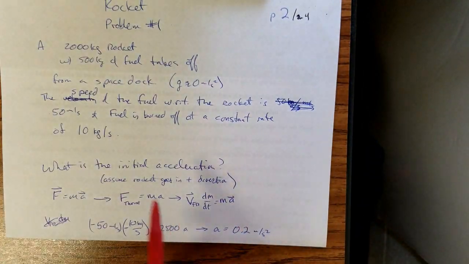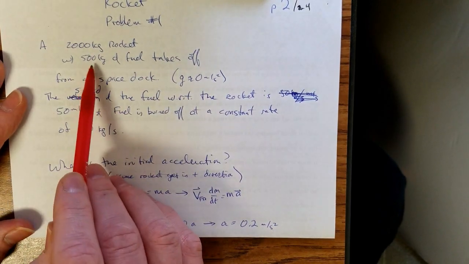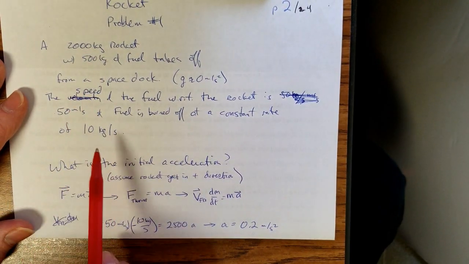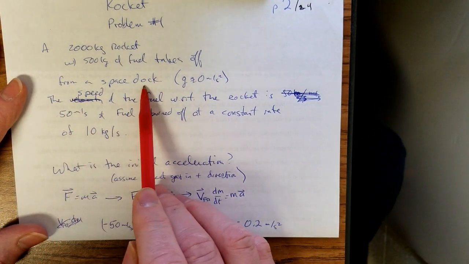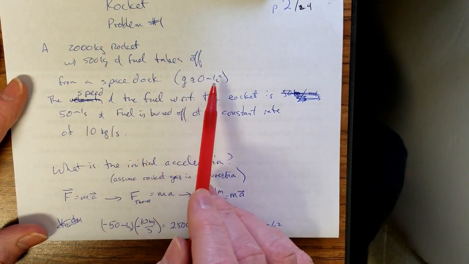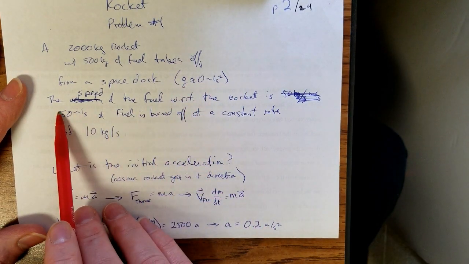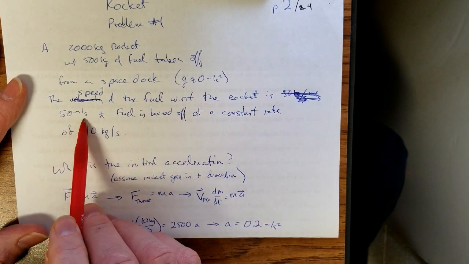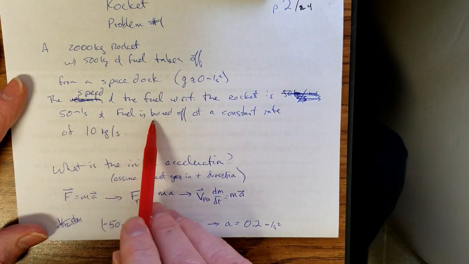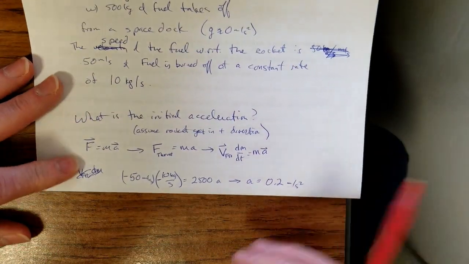Let's just do a simple example. A 2,000 kilogram rocket, 500 kilograms of fuel, takes off. This is actually a very small amount of fuel for a rocket, but we'll get into realism in a moment. I have it launching from a space dock, so I want to make g as close to 0 as possible. Little g, 0 meters per second squared. The speed of the fuel with respect to the rocket is 50 meters per second. And the fuel is burned off at a constant rate of 10 kilograms per second. So this is, what's the initial acceleration?